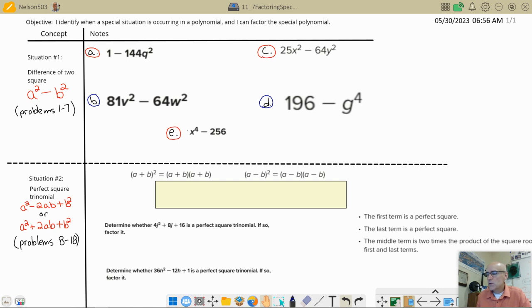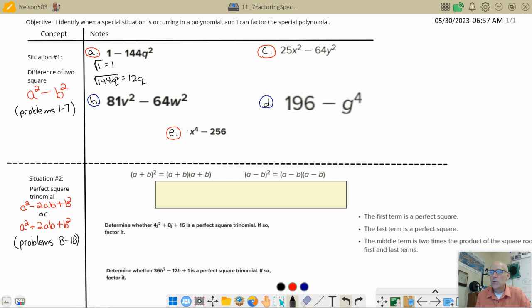And the first special situation that we're going to look at is when you have the difference of two perfect squares. They've got to be squares for the first term and the second term. And there's got to be a subtraction going on between them. So let's look at these two numbers right here. We got the square root of 1. Yep, that's equal to 1. And the square root of 144 q squared. Yes, that's just a simple 12q, because the square root of 144 is 12. The square root of q squared is just q.